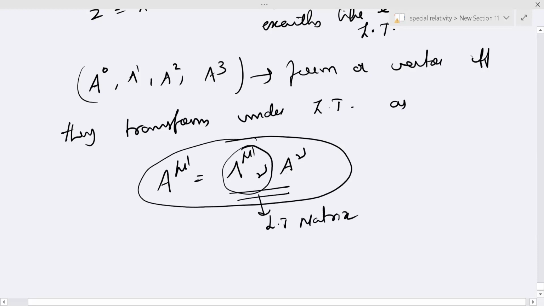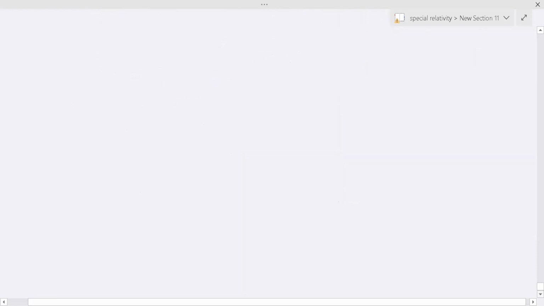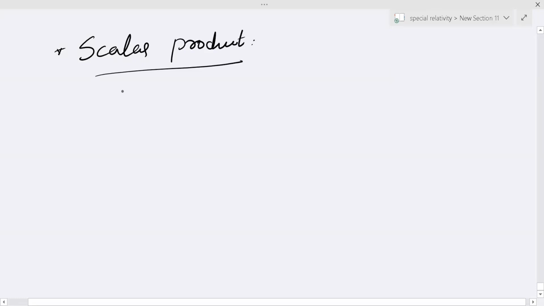So is the definition of a 4 vector clear? Yes, sir. Right. Now we can go to the idea of a scalar product.